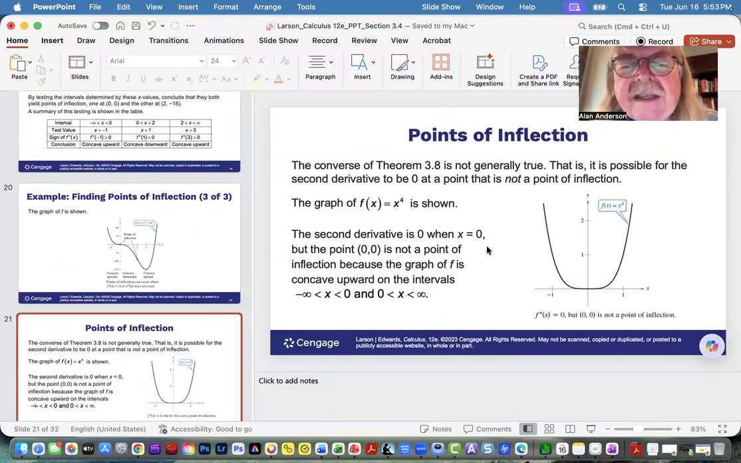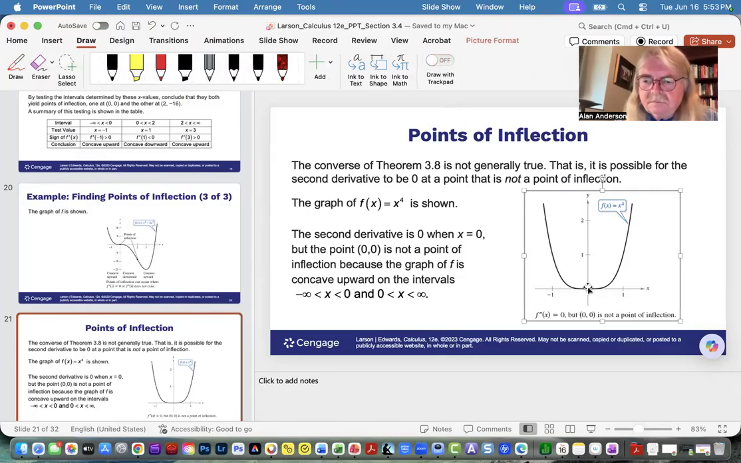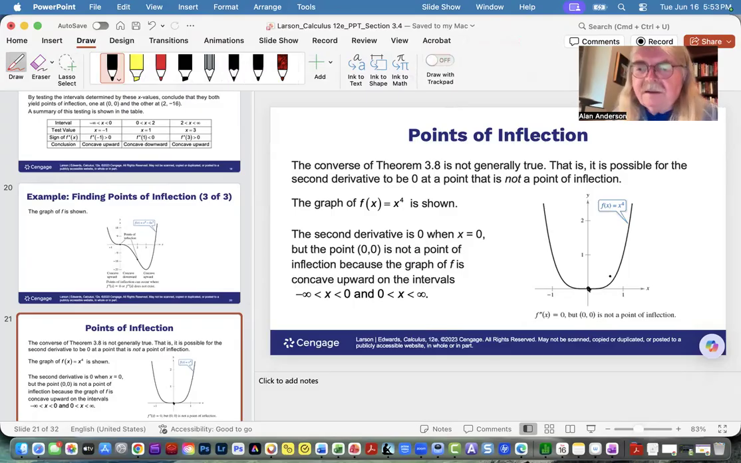So here they're trying to show us a case where, no, they're saying that just because the second derivative is 0 doesn't guarantee that it's a point of inflection. Because here, we've got a flat bottom, which means the first and second derivatives are both flat or 0. The tangent lines are flat. But it is not an inflection point because clearly the concavity is not changing there.